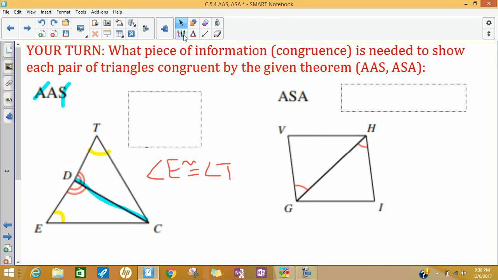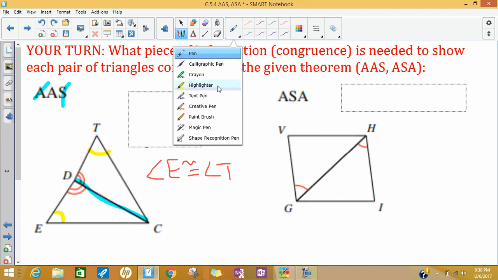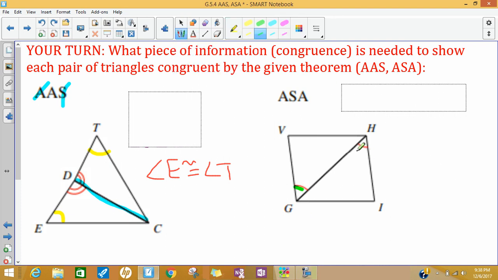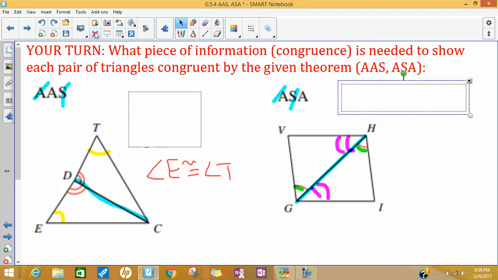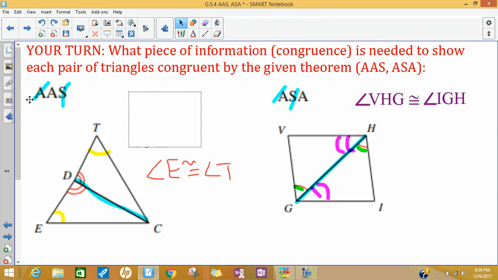For this one, I have one pair of angles that I know are congruent. I have a pair of sides that I know are congruent, so that knocks out an angle and a side. And since I want this to be angle-side-angle, I need the included side, so that means that I'm going to say that that angle and that angle right there need to be congruent, and we'll call those VHG and IGH.